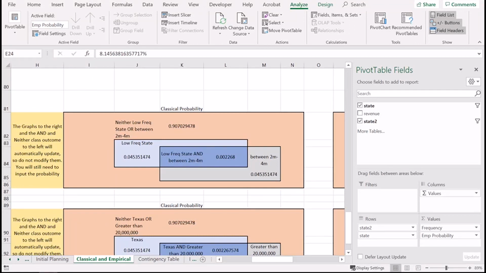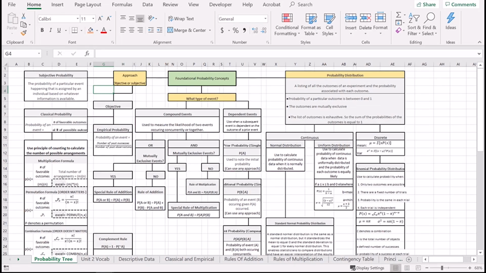In-class workbook. Okay, so I'm going to pull up the in-class workbook. I'm going to pull up both of them just in case. So we've got the in-class workbook right here.